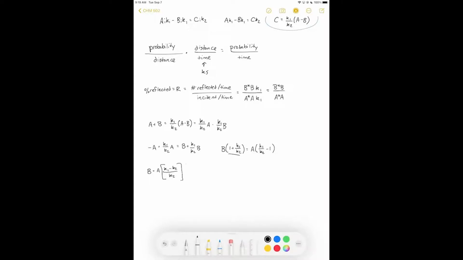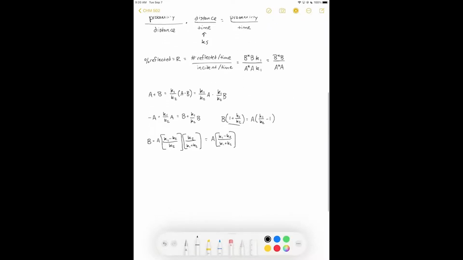And then our following here, our 1 plus K1 over K2 is going to be K2 plus K1 over K2. So we can write that as, since we're dividing, K2 over K1 plus K2. And if you multiply these together, of course, we end up with B equal to K1 minus K2 over K1 plus K2. So we can rewrite B in terms of A. Then we can go ahead and plug these things in.